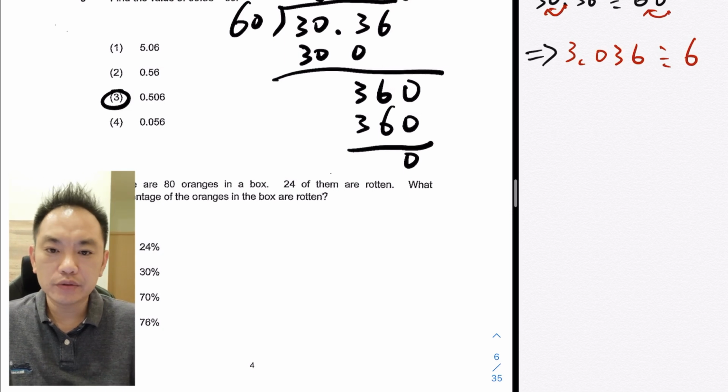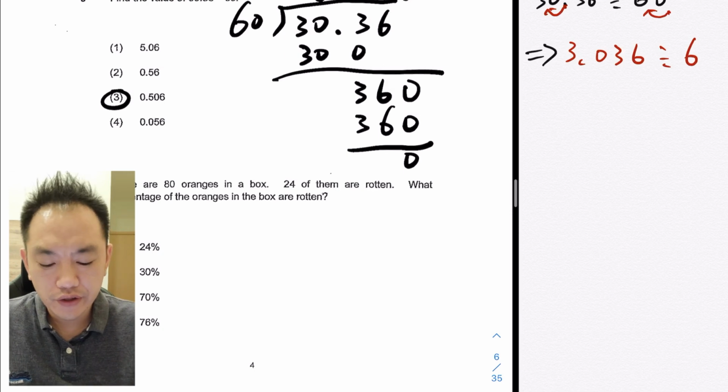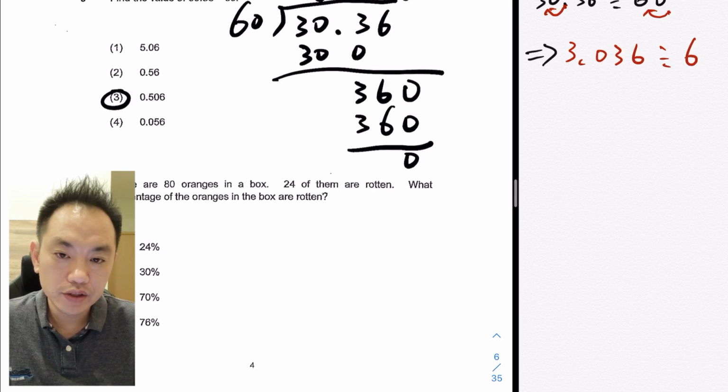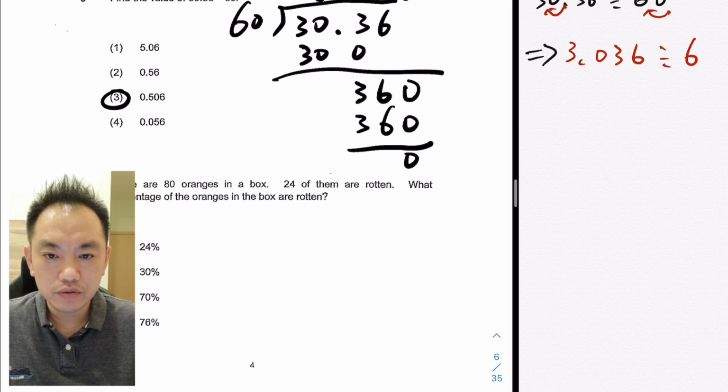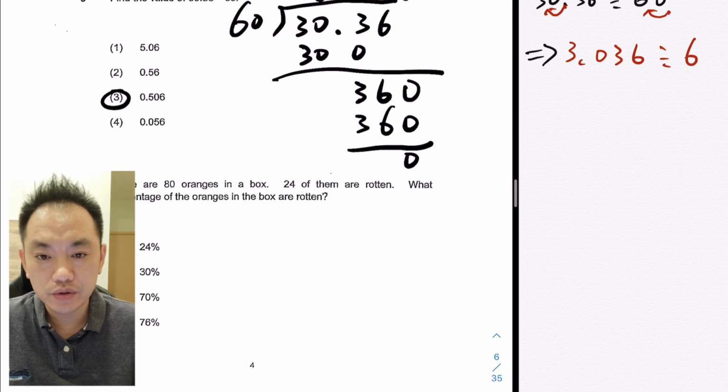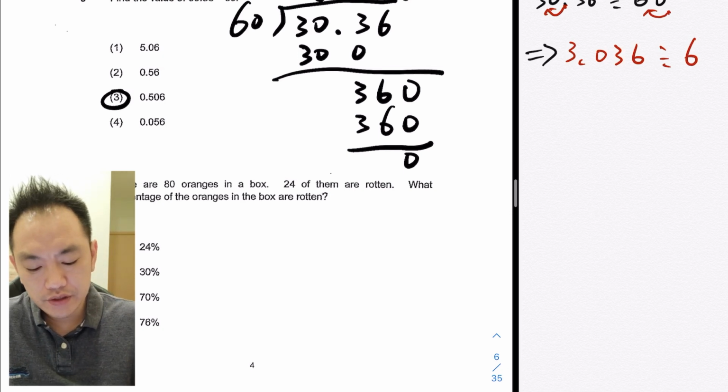You can do the same thing the other way around. You can change 60 to 600 and then change the fraction to 303.6. But in this case, we want to get rid of the 0, so it's a bit easier to do the calculation.